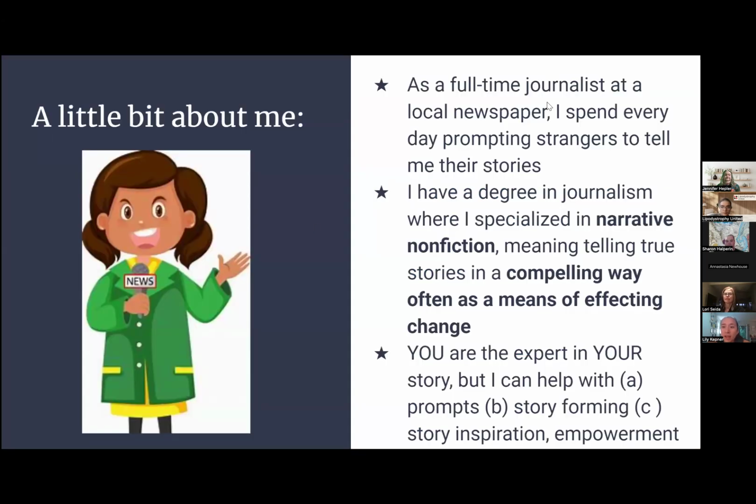So a little bit about me. I work in local news, which means that I get to meet different people every day in Austin. I have a degree in journalism from Boston University, where in a lot of my classes, I specialized in narrative nonfiction, which means telling true stories in a compelling, scenes-driven way in order to hook people into a story as if they're reading a book and usually compel them to act or change or think differently about something.